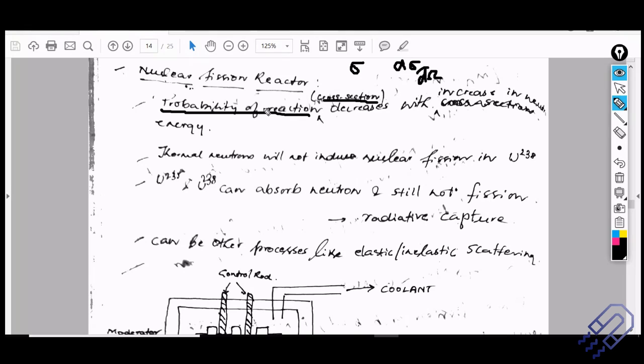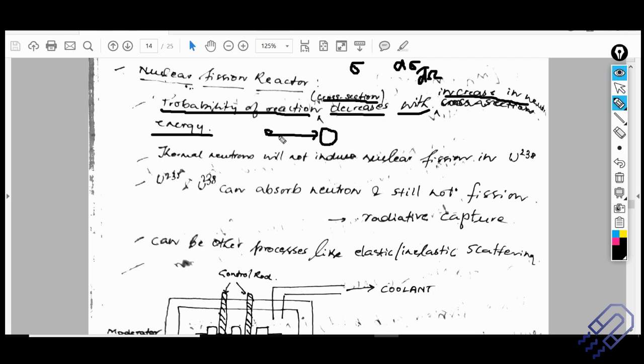The probability of reaction will usually decrease with the increase in neutron energy. What does this mean? I think this is something you already know. If a very fast neutron hits the nuclei, or let's say the uranium target, the chances of it causing a nuclear reaction will be low, because it does not have sufficient time to interact. This is something we discussed when we talked about compound reaction and direct reaction. Here we are interested in a compound reaction and not a direct reaction. We are not interested in scattering; we are interested in having a reaction happen.